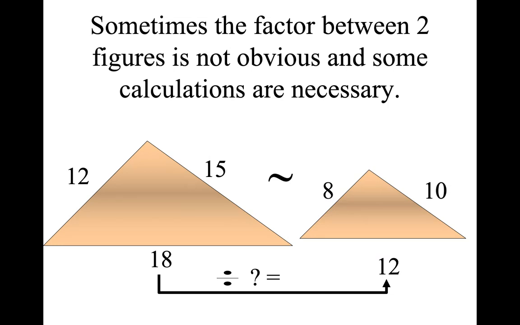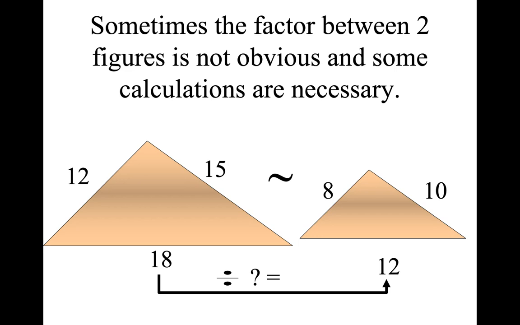Sometimes the factors between two figures isn't as obvious, and some calculations have to be done. Okay, so if I'm looking at this, I've got 12, 15, and 18 versus 8, 10, and 12. Well, what's my scale factor? In this case, it's not a whole number, right? So how do I figure this out? Well, to do this, I need to figure out what my ratio is. Okay? What would I be multiplying 15 by to get 10? What would I be multiplying 12 by to get 8? And what would I be multiplying 18 by to get 12?